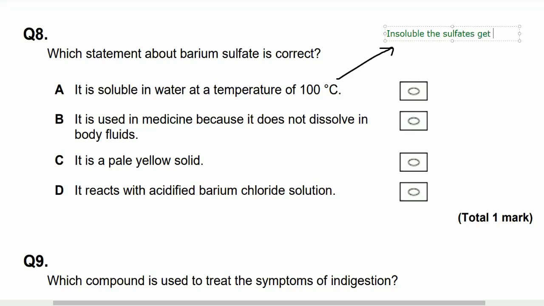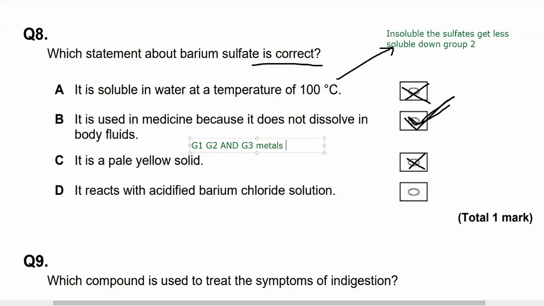It's a pale yellow solid. Barium's a group 2 metal. Remember what we just said, group 1, group 2, group 3, they form white compounds. Okay, so group 2 metal compounds, they're all going to be white, unless they contain a transition metal, which is going to give them some color. Okay, it reacts with acidified barium chloride solution. Yeah, that's not going to happen. So we're looking at B is the correct answer.